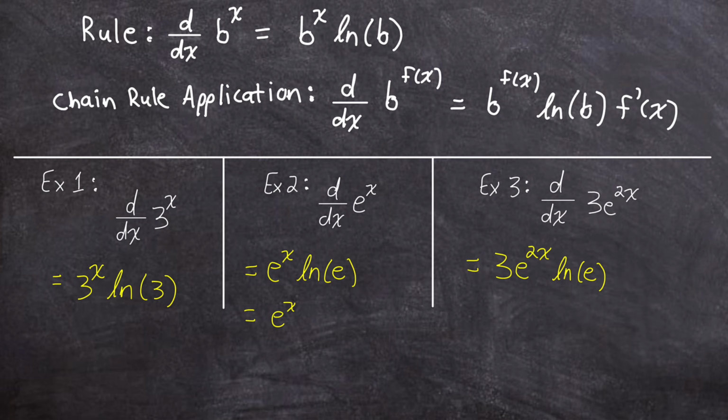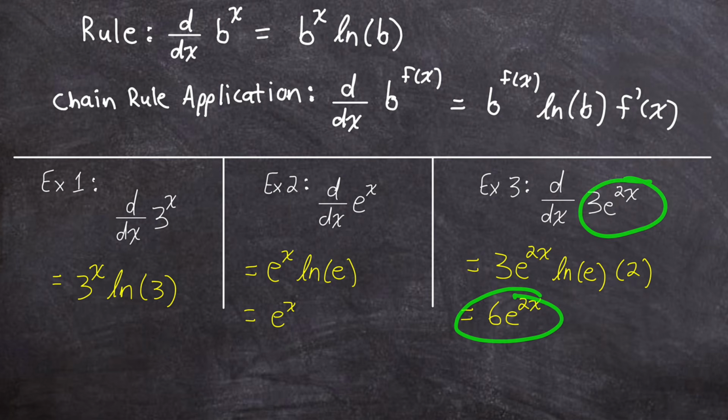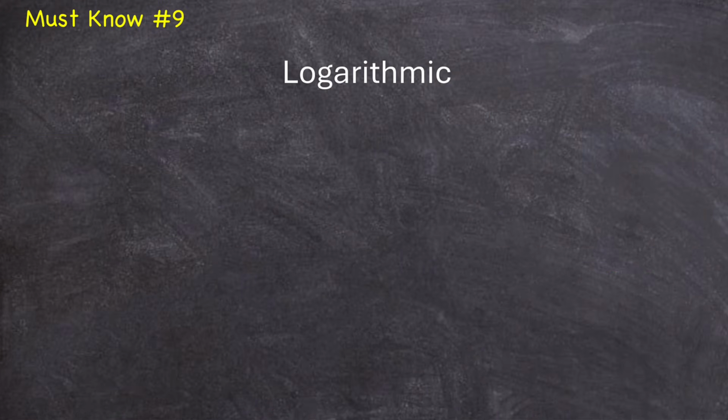The derivative of 2x is 2. And then I could simplify this. The natural logarithm of e is 1, so I have 3 times 1 times 2, which is 6. And then I also have my exponential function e to the power of 2x. So there's my simplified derivative of my original function. Must know derivative rule number 9.